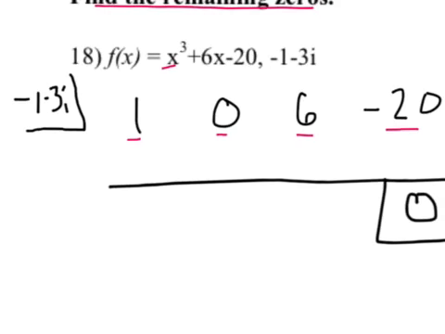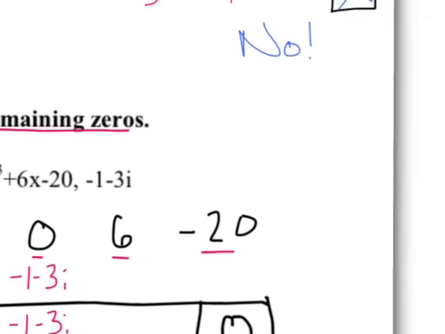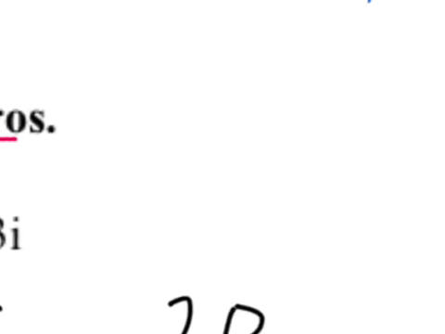So I drop my 1. I multiply, so I get negative 1 minus 3i again. I'm adding to 0, so nothing changes. I'm multiplying, so I'm going to take negative 1 minus 3i times negative 1 minus 3i. So I'm going to have to FOIL that. Over here to the side, I'm going to zoom in so I can have some space to FOIL. Negative 1 minus 3i times negative 1 minus 3i.